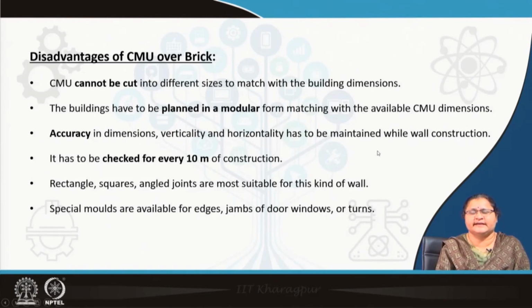Coming to the disadvantages, they cannot be cut into as many shapes and sizes as you want. Buildings have to be planned in a modular way, matching the dimensions of the CMU. Accuracy is also very important, because they will finally merge with the main structure, or if it is load bearing, it has to end at a certain point. So, for every 10 meters there should be a check. It is preferred that shapes are square or rectangle, angles are not very suitable, and special pieces can be ordered or manufactured according to requirement.